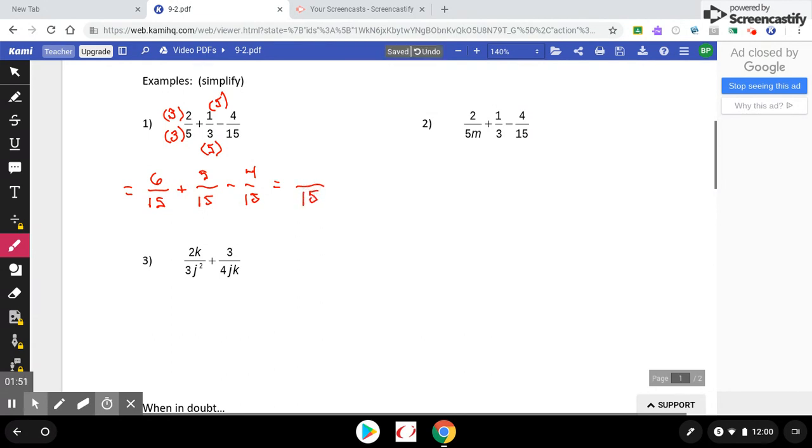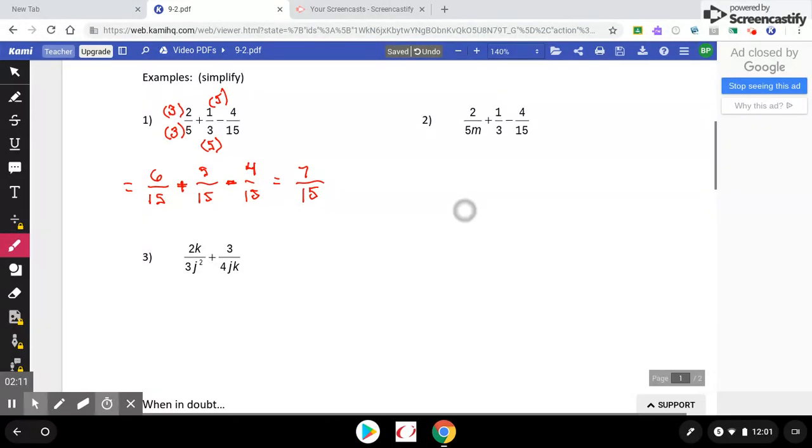So I already knew there was going to be 15 on the bottom. The question is what happens on the top. So I see a 6 followed by a plus sign and a 5. So if I add those, I get 11, followed by a minus sign and a 4. If I subtract those, I get 7. And that's it. That's all she wrote. So yes, we would want to try to reduce 7 over 15 if possible. In this case, it does not.